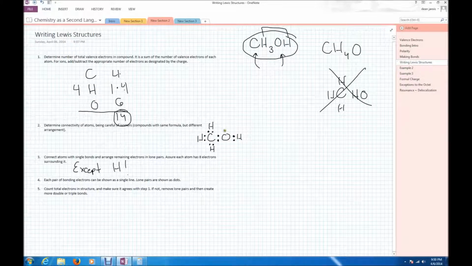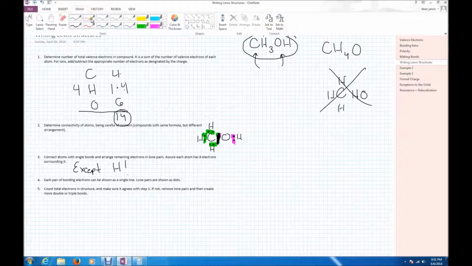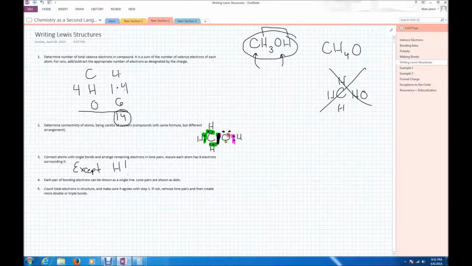Now we need to add lone pairs so that each atom has 8 electrons, unless it's hydrogen. So carbon here, it's already got all 8 of those electrons that it wants. Oxygen, though, only has 4. So what we can do is add 2 lone pairs to oxygen, and that will fix our problem. Okay, so each pair of bonding electrons can be shown with a single line. Lone pairs are shown with dots. So now we can finish up the touches. And that is our complete Lewis structure.